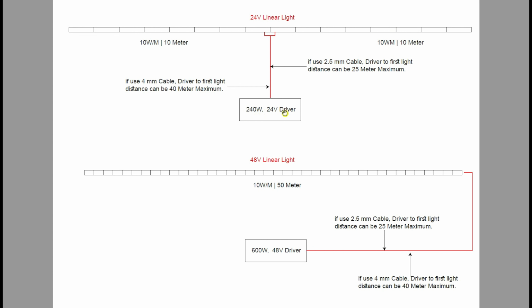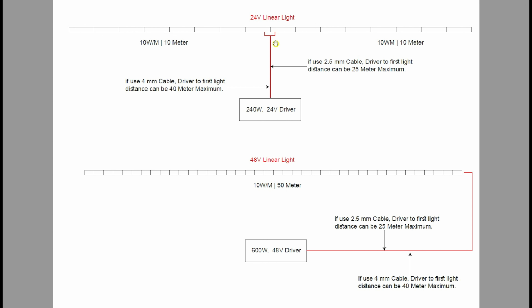We are taking the cables. As mentioned here, if it is 4 mm cable, you can keep the driver almost 40 meters away. So the distance from the light to the driver can be 40 meters if we are using 4 mm cables. If we are using 2.5 mm cables, the distance can be up to 25 meters. This is the maximum distance we can keep the driver away from the lights. We can bring the cables and connect like a T on both sides. From here we take a T connection, giving 10 lights this way and 10 lights this way, so it will not have any power drop.